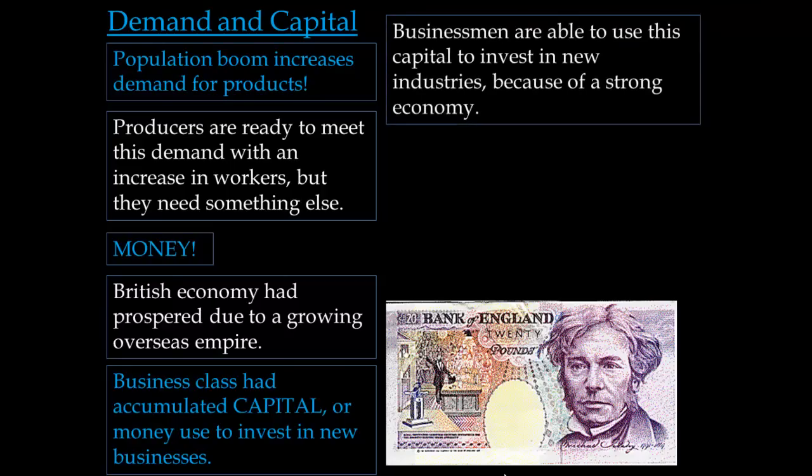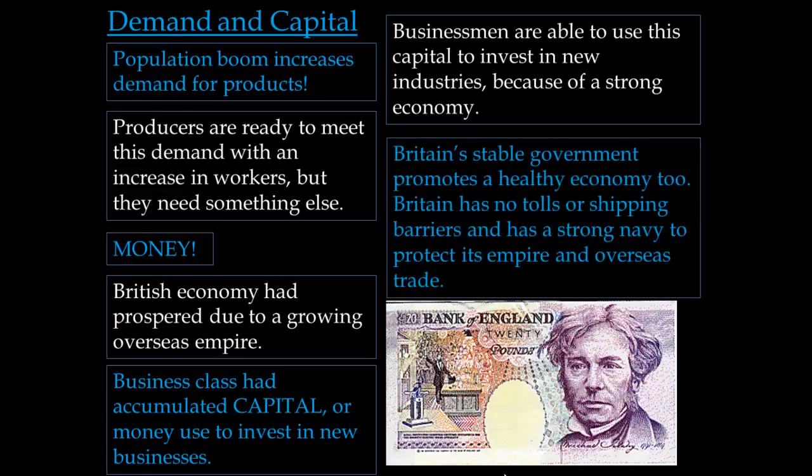And this is all able to be done because of a strong economy. Britain has a very strong economy, and in part that is because of a stable government. Britain, unlike the rest of Europe, had no tolls when it came to shipping and traveling at this time that were put on by the government, I should say. No shipping barriers, and they also had a very strong navy, strongest in the world, to protect its overseas empire and the overseas trade shipping routes.